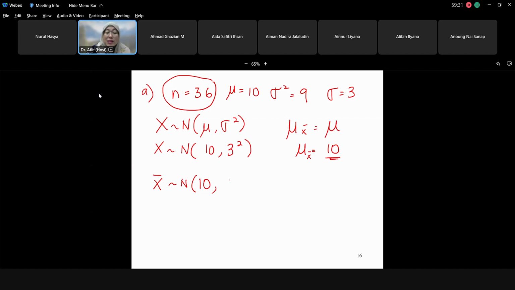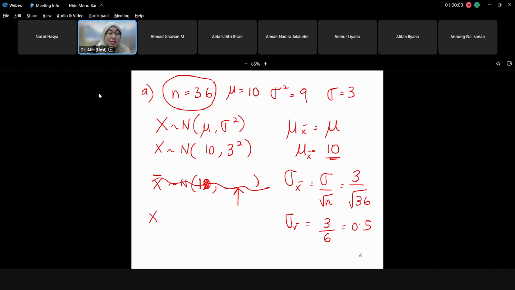It remains the same number. But the changes will be in here, right? So we need to calculate the standard deviation for the sample, which is equal to sigma divided by the square root of n. So sigma is 3 divided by the square root of 36. So we have 3 over 6, which is 0.5, right? Or I should do it step by step.